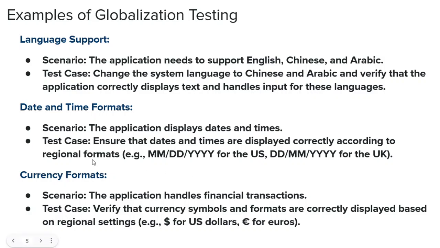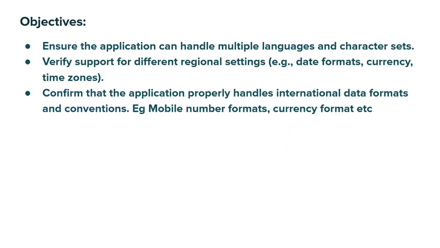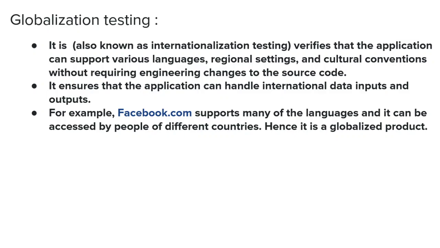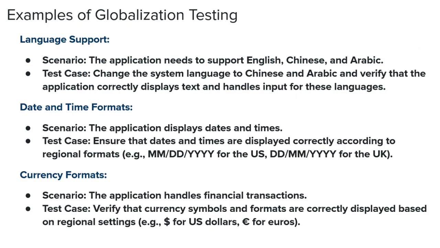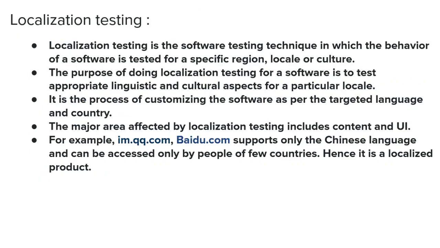Currency formats. Let's say there is one application that handles financial transactions. For such financial transaction related globalization testing, we have to test that currency symbols and formats are correctly displayed based on regional settings. For example, the dollar symbol for US dollars and the euro symbol for euros. That we have to verify during globalization testing. So this is about globalization testing. We have to make sure that our application is globalized. If it is a globalized application, it should support different date formats, currency formats, mobile number formats, language formats, etc. Depending on those formats, there should be inputs and outputs as per the selected format. That is the main objective of globalization testing. Now, what is localization testing?